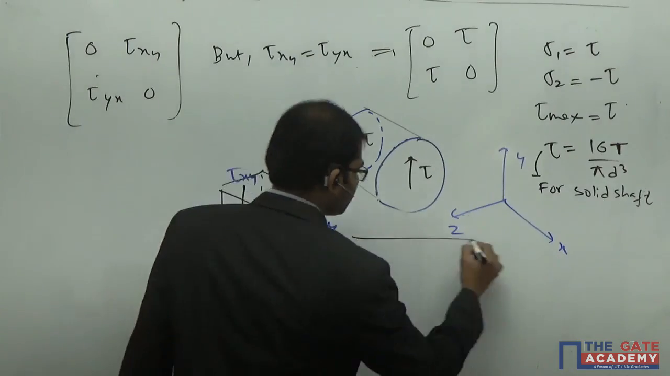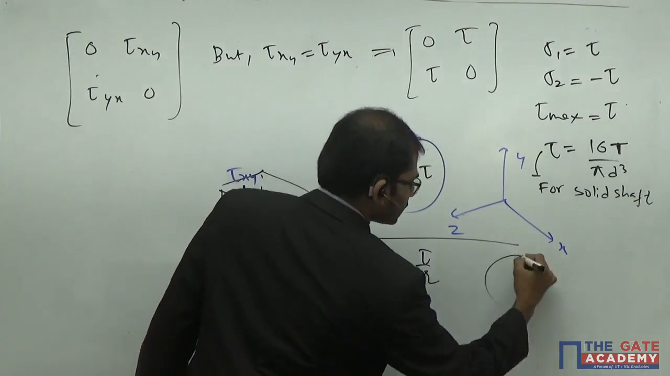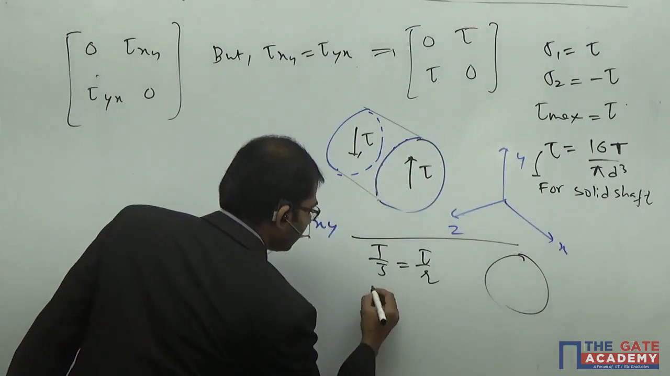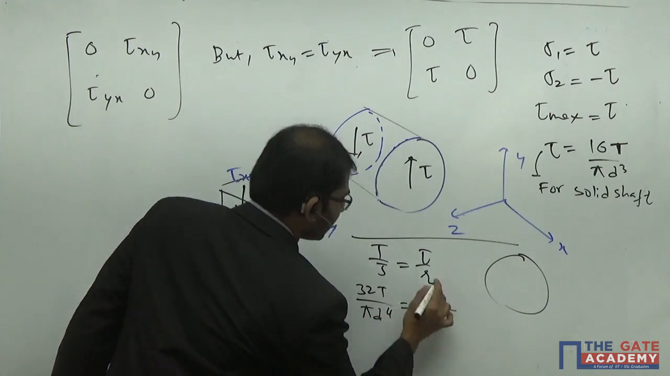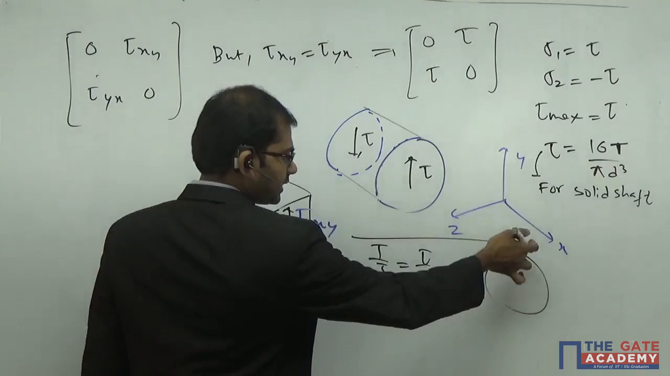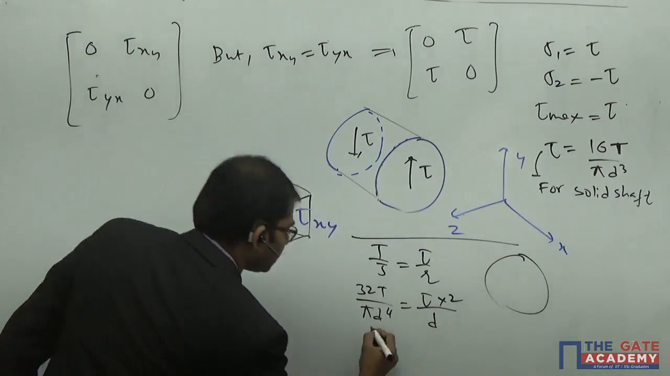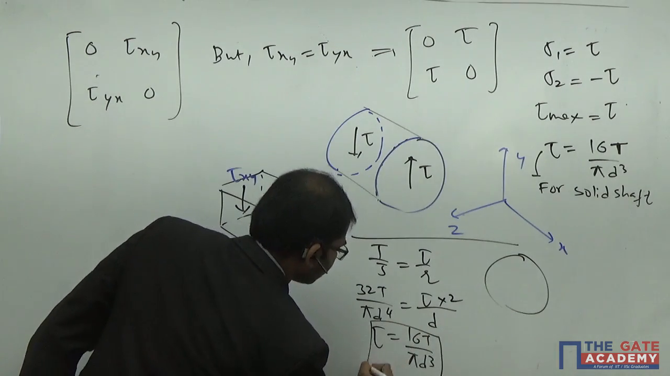For your understanding, I am showing you here. We have the formula T by J is equal to tau by R. For a solid shaft, I told you J is equal to pi d power 4 by 32. So it will become 32T by pi d power of 4 is equal to tau by R. R, the maximum radius, is equal to d by 2. So d by 2 here. If we simplify this, we will get tau is equal to 16T by pi d cube simply.